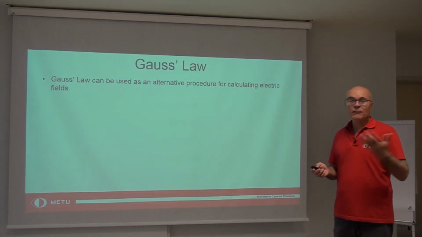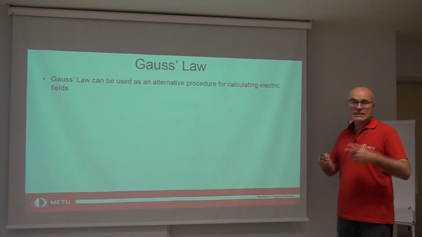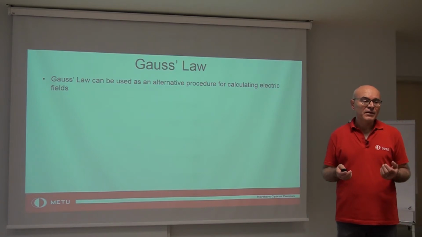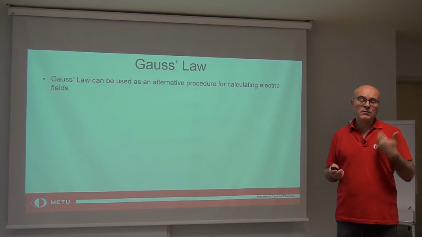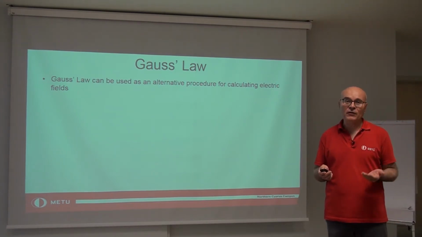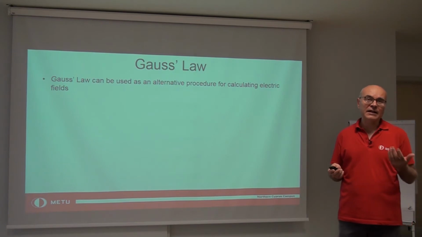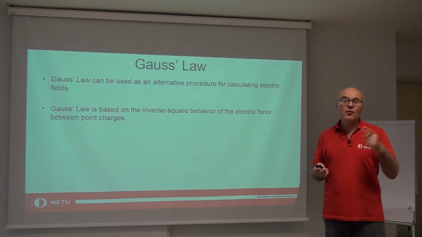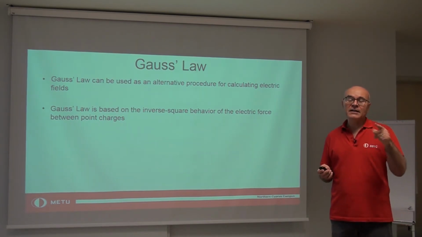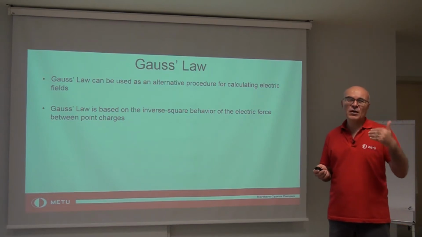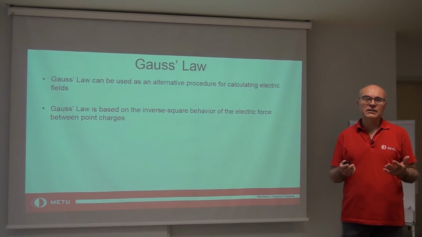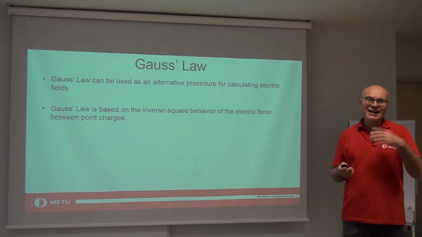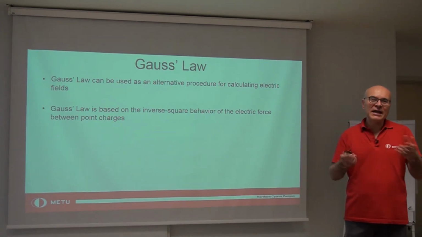Now before that, let me just outline what Gauss's law is useful for when it comes to calculating the electric field. Gauss's law provides, for our purpose, an alternative method to calculating the electric field. And we have Gauss's law because the electric force has an inverse square law behavior. In other words, as you have seen in Coulomb's law, the force between two charges drops like 1 over r squared. It is because of this 1 over r squared behavior that we have Gauss's law.